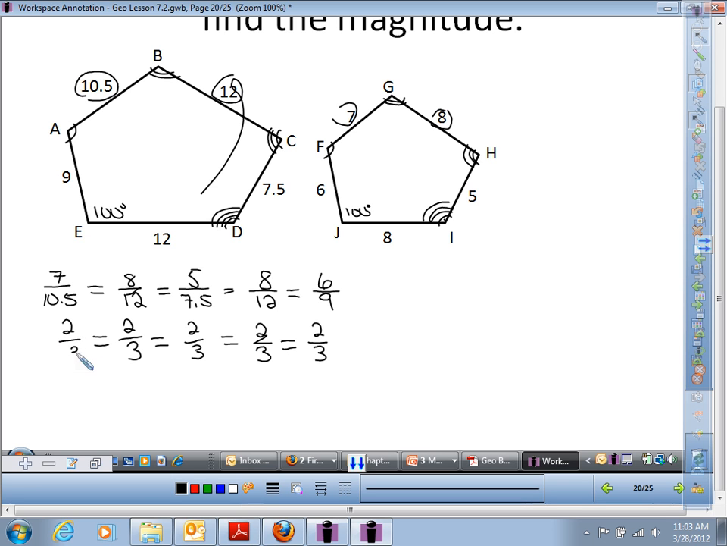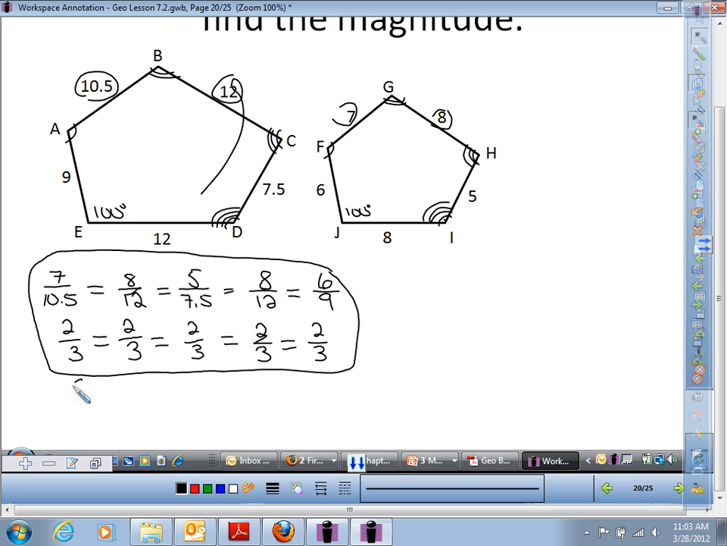Same thing here, 2/3. All right, so our corresponding angles were congruent. Now, do we have proportionality with our sides? Yeah, because all of these fractions simplify down to the same thing. Now, remember, this is your statement. You don't have to write statement of proportionality out every time, but again, I need the numbers. Okay. So that's our statement of proportionality. Now what we can do is we can do a similarity statement. So let's do our similarity statement.